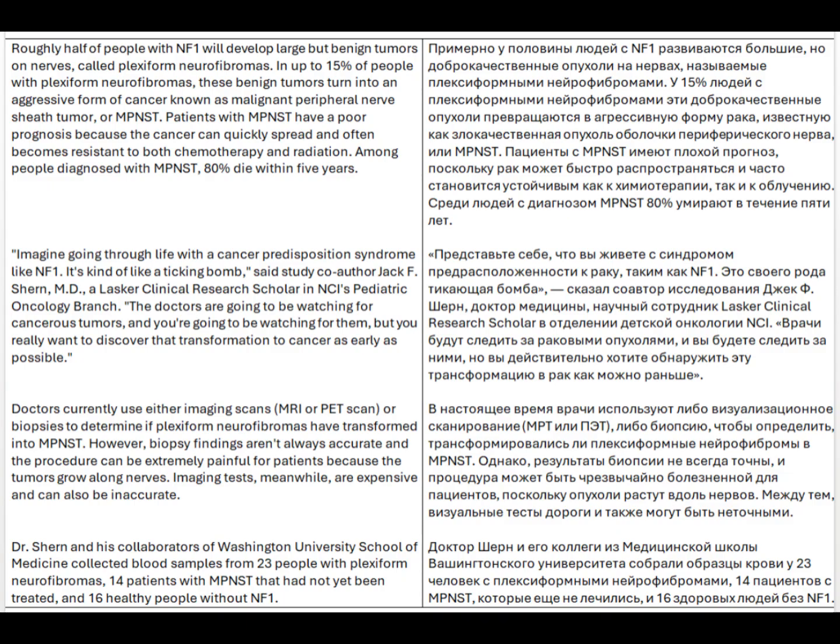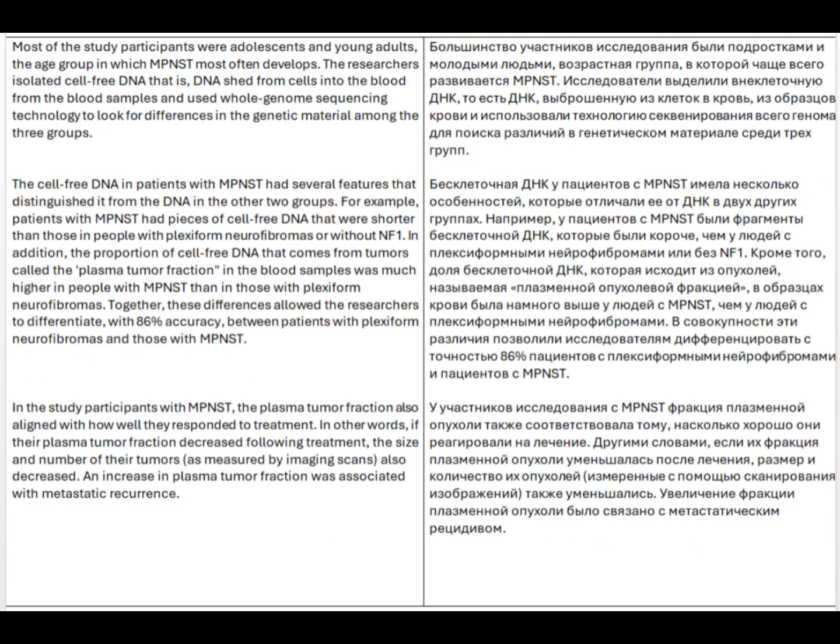Dr. Schön and his collaborators at Washington University School of Medicine collected blood samples from 23 people with plexiform neurofibromas, 14 patients with MPNST that had not yet been treated, and 16 healthy people without NF1. Most of the study participants were adolescents and young adults, the age group in which MPNST most often develops.